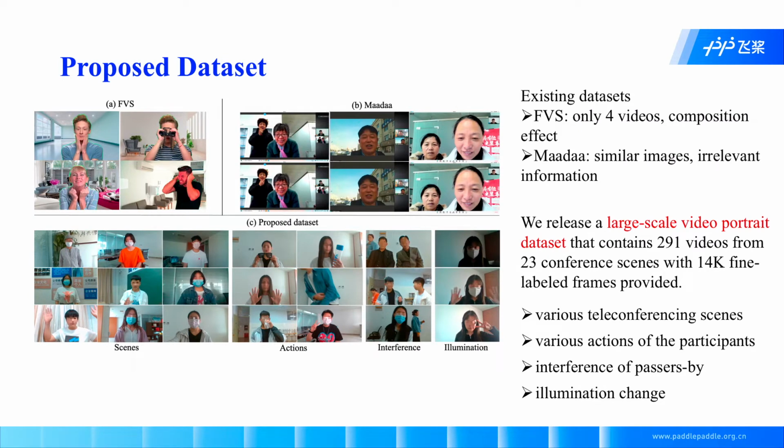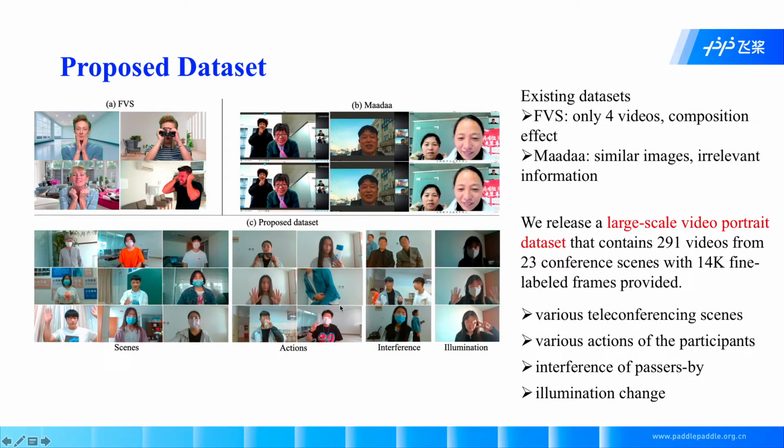Here are examples of our dataset and existing datasets. In existing datasets, FVS contains only 4 green screen videos. Due to the composition effect, the labels are not smooth enough. And MADA contains a lot of similar images and irrelevant information of the interface of the software, for example, virtual buttons and small windows.